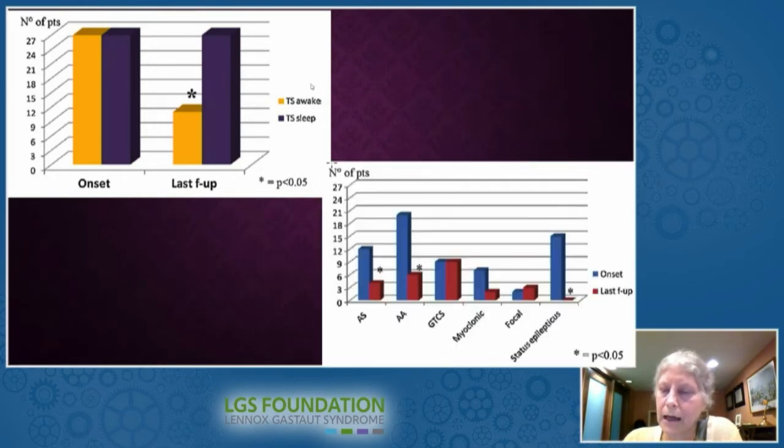And then looking at other seizure types, in blue are the seizure types that were present at onset, and in red at last follow-up, we see the atonic seizures reducing with time. We see atypical absence seizures reducing with time. The generalized tonic-clonic seizures persist. The myoclonic seizures reduce. The focal seizures actually become more frequent. And again, the non-convulsive status epilepticus reduces, but does not completely, in my experience, go away in adulthood.